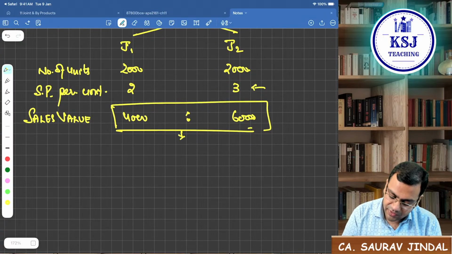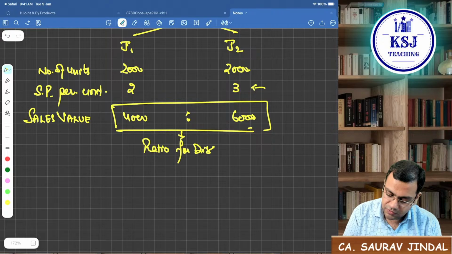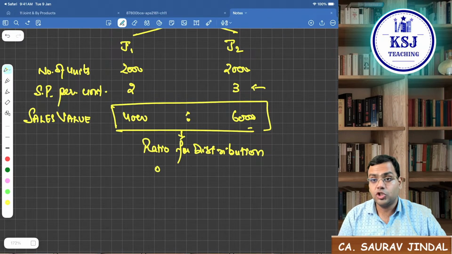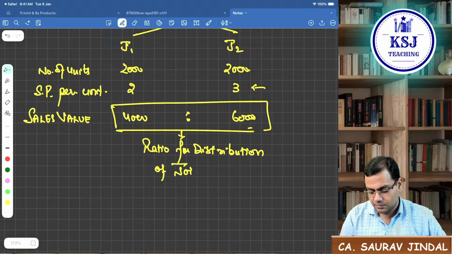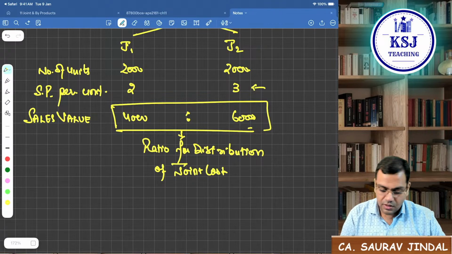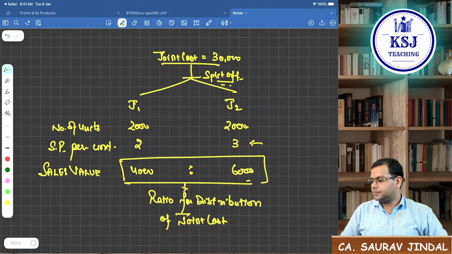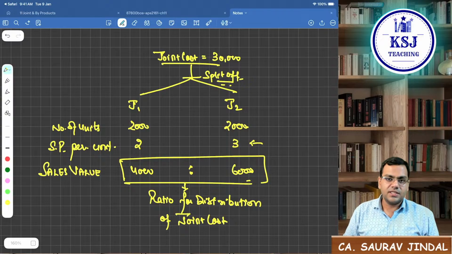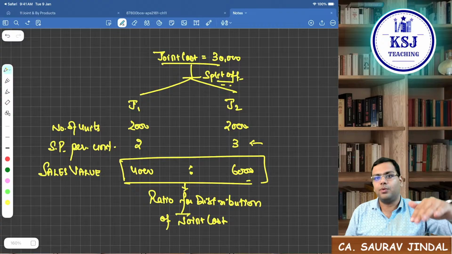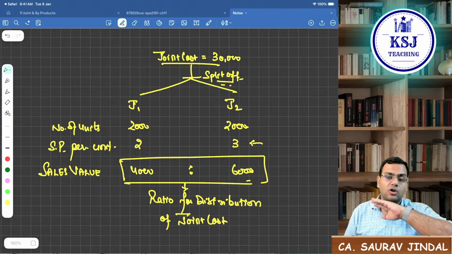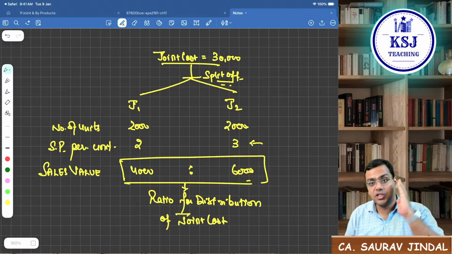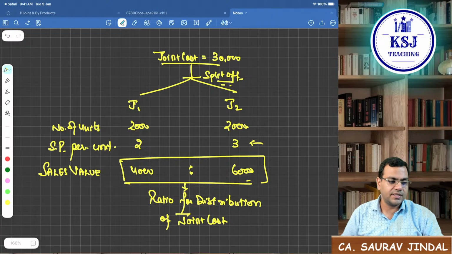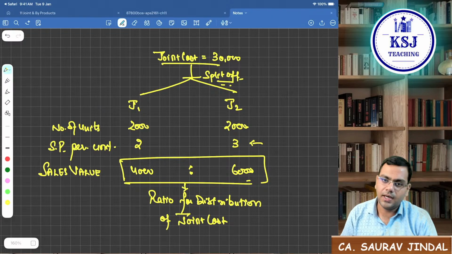for distribution of joint cost. So this is your second method, that is the sales value at split off point. That is, if you are not doing any further processing, if you are selling the product at the split off point itself, then what is the value that you will get?